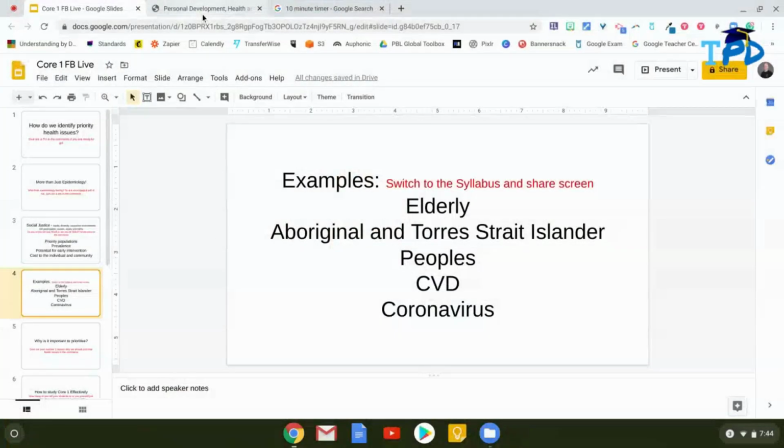All right, now I'm going to swap screens here. I'm going to share my screen with you. I'm just going to flick around in the syllabus for a second, because I want you to see a lot of links here as I look at some examples. So I talked a bit already about coronavirus and Aboriginal and Torres Strait Islanders. I'm going to talk a bit more about the elderly and just show you a whole bunch of connections in your syllabus that are just coming out of the idea of how we go about identifying our priority health issues. So if I switch over to this screen here.